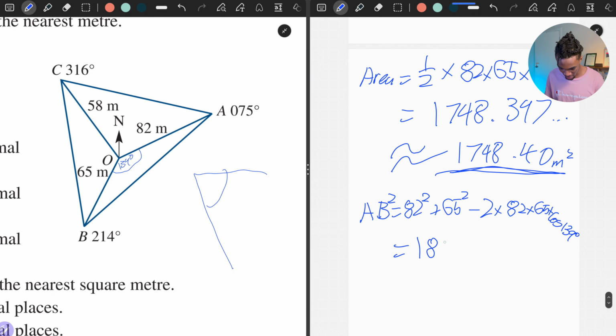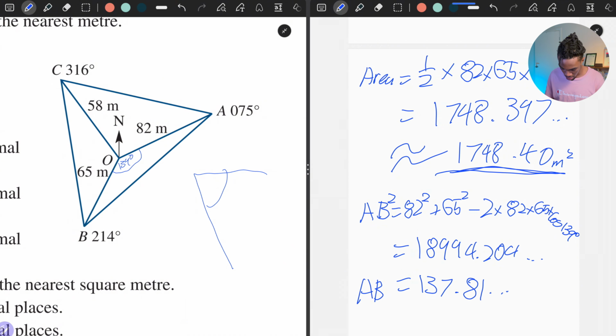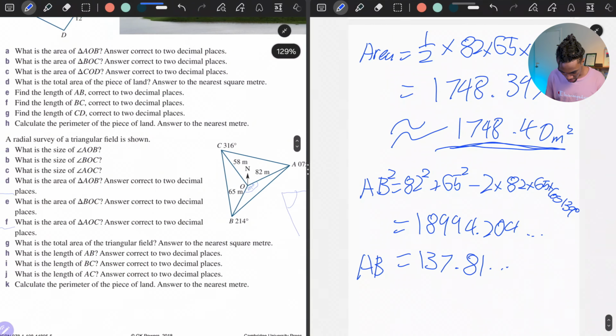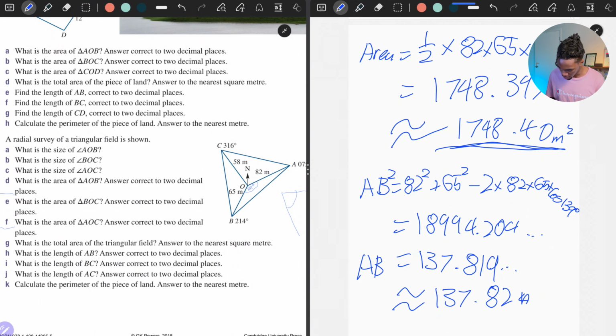That gives 18994.204... approximately. So AB is going to equal the square root of that, which is 137.81... What does it say? Correct to 2 decimal places, which is approximately equal to 137.82 centimeters.